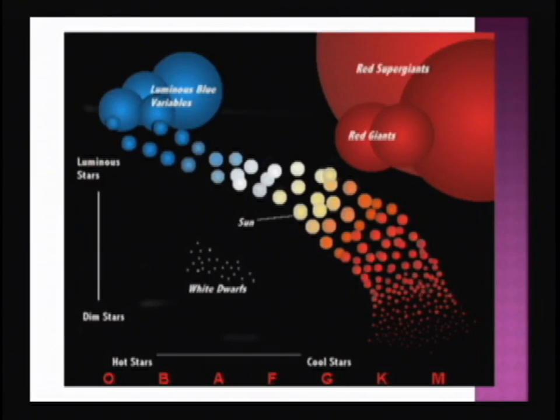So this is a picture of the HR diagram. Notice that you're looking at luminous stars that are very bright on the upper side, and then dim stars on the lower side. And then on the left-hand side, you're looking at very hot stars, meaning very high temperatures, and then very cool stars on the right.